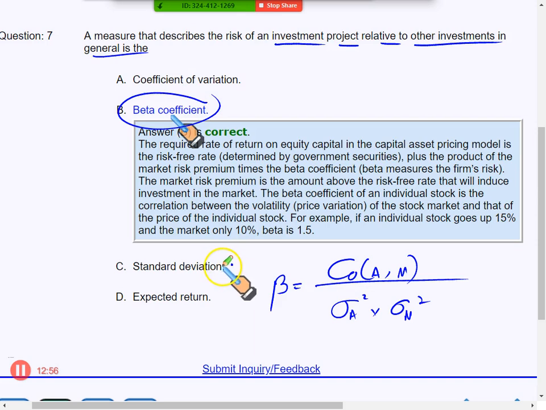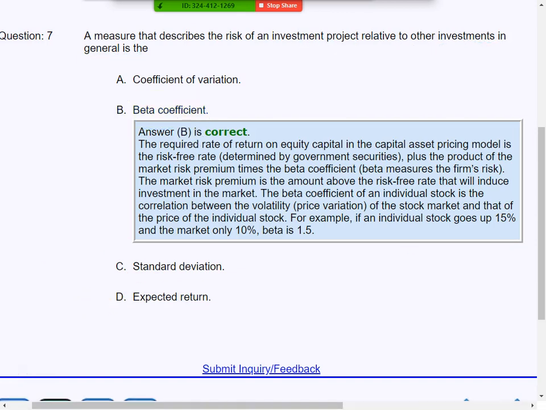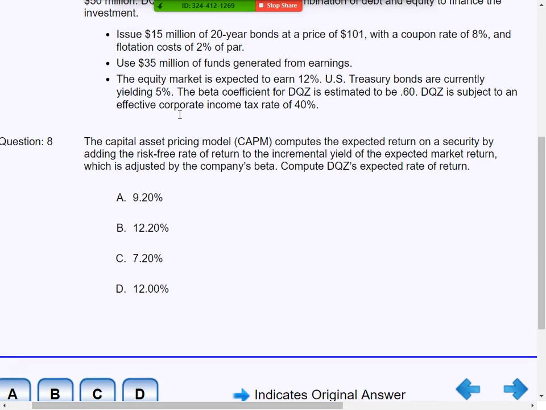Standard deviation is for a particular single asset. The variability of return in a single asset is standard deviation. Expected return is an average return expected from a certain asset. So clearly, when we measure the risk of one asset with respect to the market, it has to be the beta coefficient, that is B. Next question, comparatively a fuller question.